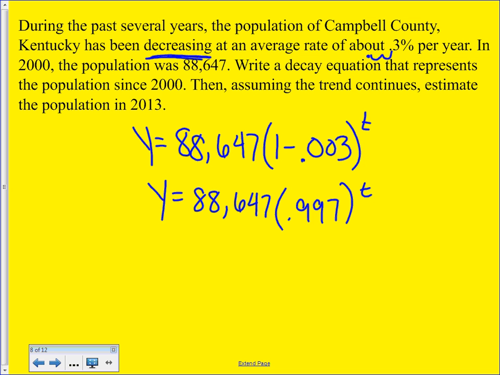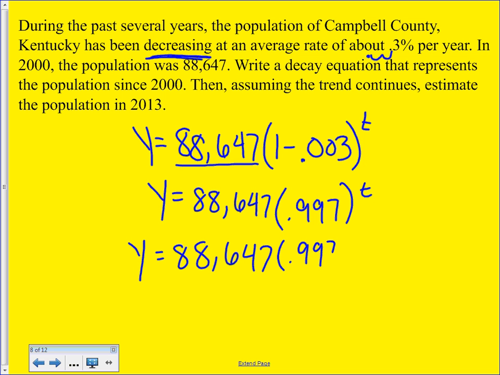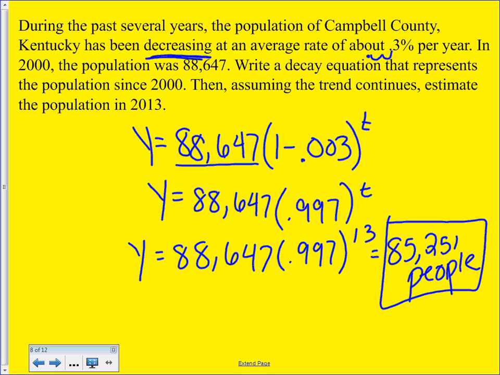Okay, but then I want to know what the population is in 2013. Some of you might say, well, hey, that doesn't give me a time. It does. Our starting value is in 2000. So how many years passed between 2000 and 2013? Well, 13 did. So now we're going to rewrite this equation, and instead of writing t, I'm going to write 13. So I'm plugging in that exponent of 13. And when I punch that into my calculator, I get 85,251. And then I want to label it with people. Talking about a population, so that's representing people.